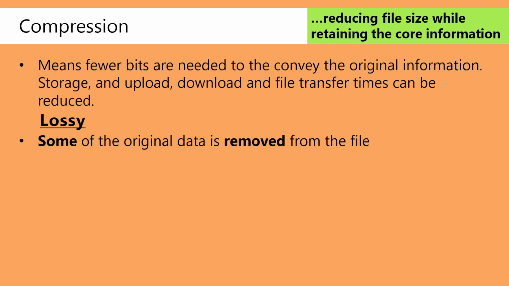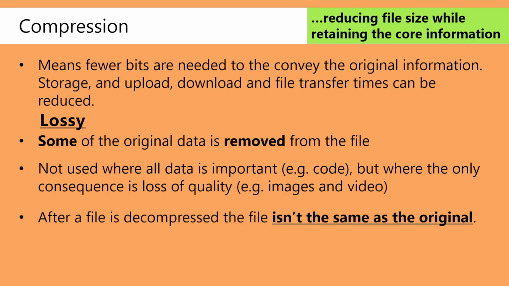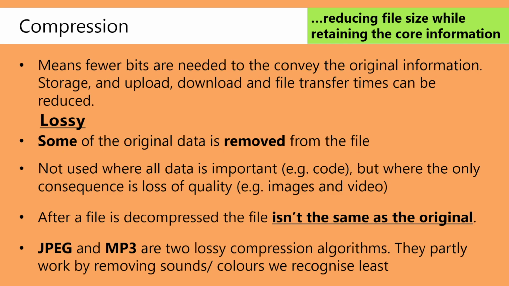Lossy. Some of the data is removed from the file. It's not used where the data is important for, say, code or a document, but where actually the consequence is that loss of quality. So an image, for example, or a video. After a file is decompressed, the file isn't the same as the original. And JPEG and MP3 are two lossy compression algorithms that are used in the wider world. They partly work by removing sounds and colours we recognise the least.